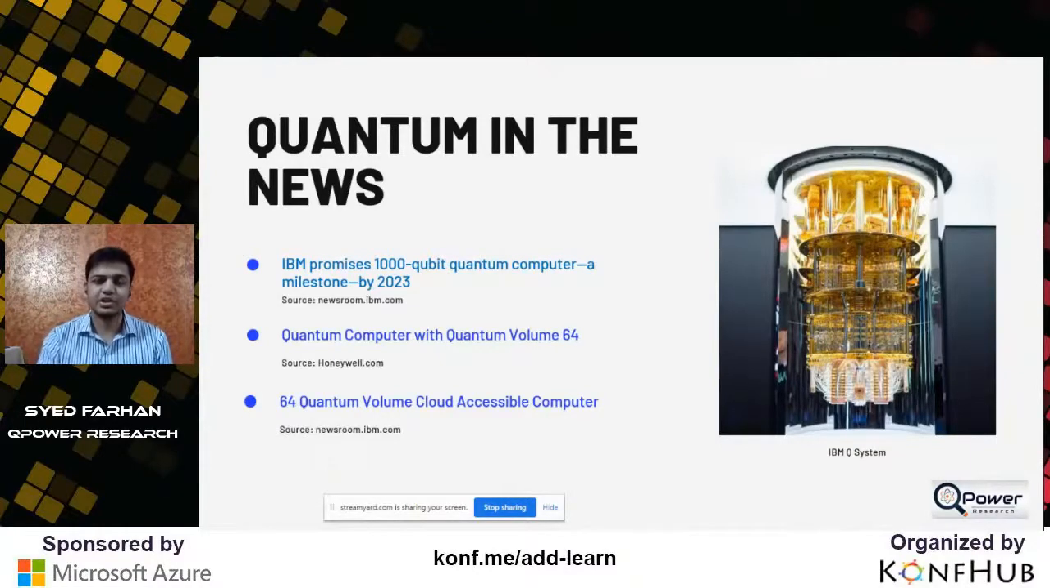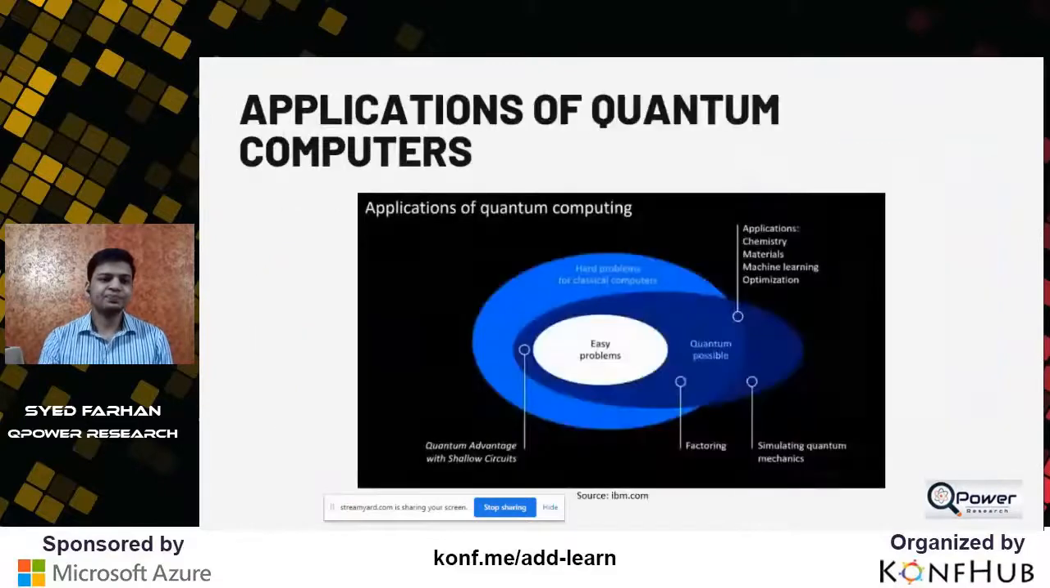Just after a few days of Honeywell announcing that, IBM also announced that they have a cloud accessible 64 quantum volume computer. So this shows us that the domain of using quantum computers in everyday applications, or in real life, is becoming more and more popular. People are investing in this, and this is a domain which actually shows promise for the future.